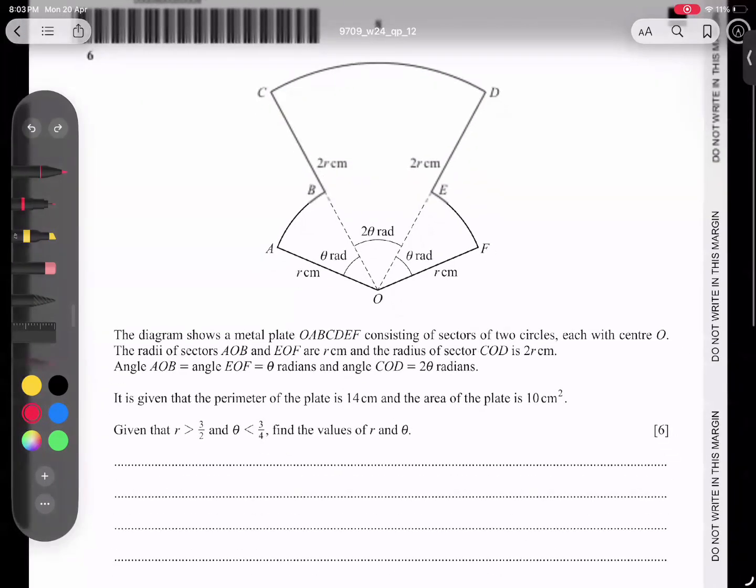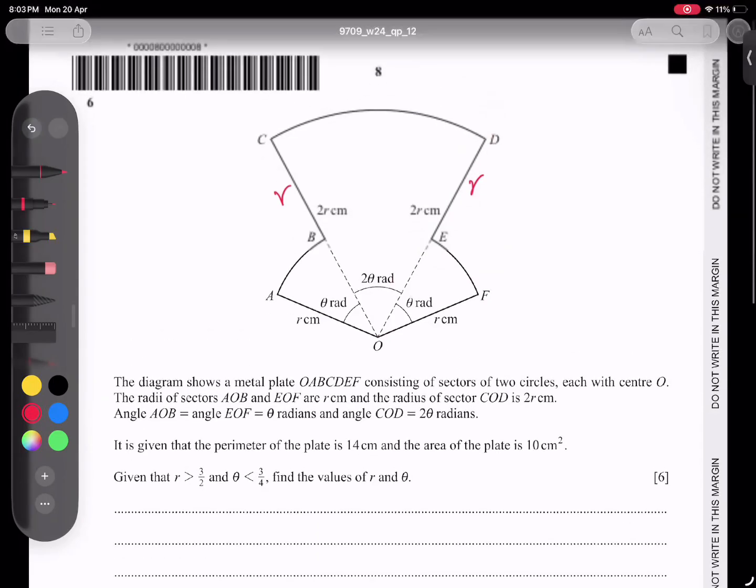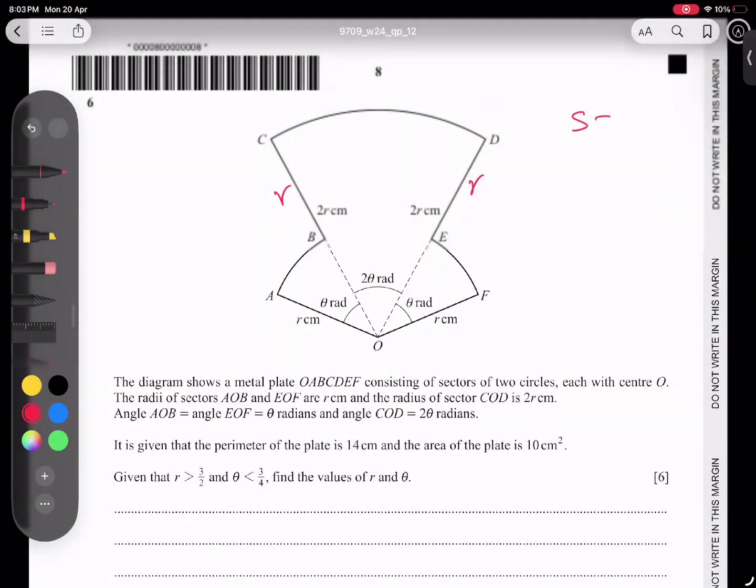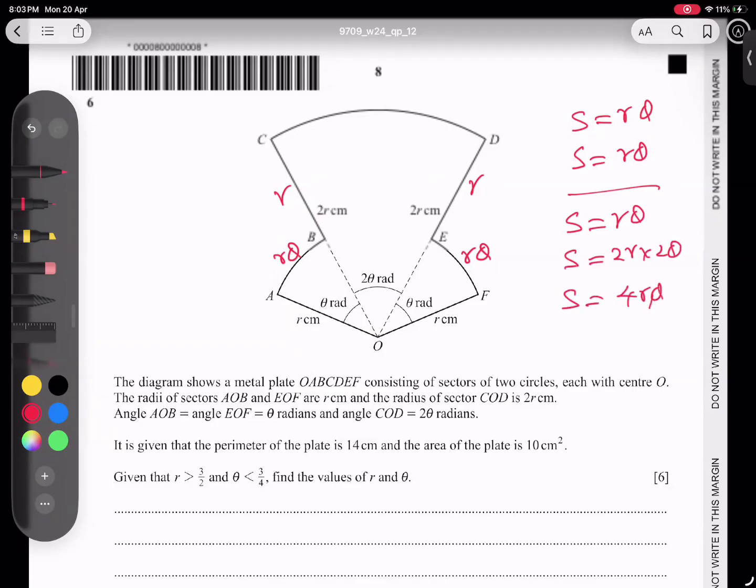So first I'm writing the equation of the perimeter. One more thing, this is a total of 2r and this is a single r. So this is r and this is r. And how to get the arc length? S is equal to r theta. The formula is very clear. So for this arc length I'm writing r theta, and here r theta. And for this arc length, the radius is double r and the angle is double theta. Replacing r with 2r and theta with 2 theta in S equals r theta, I get 4r theta. So I think the planning is done.